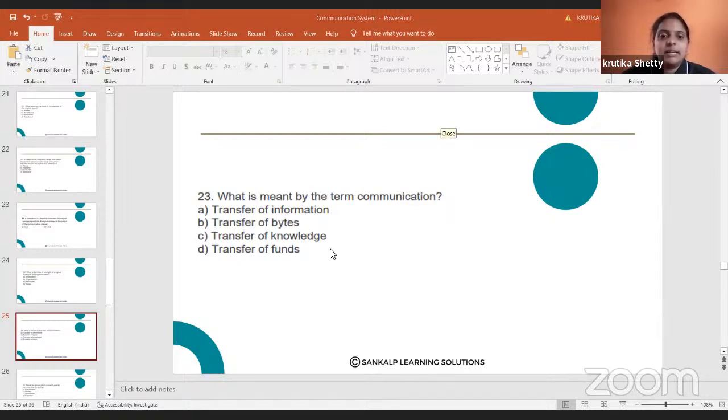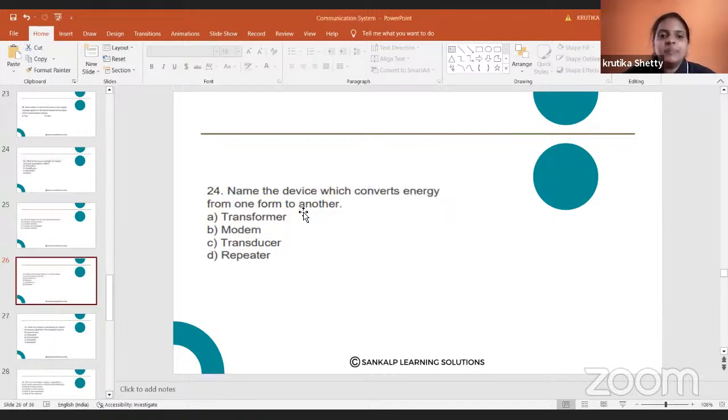Transfer of knowledge, how does knowledge get transferred? Communication. The basic definition is, right? So transfer of information is correct here. Transfer of information is the correct option. Option A is right.